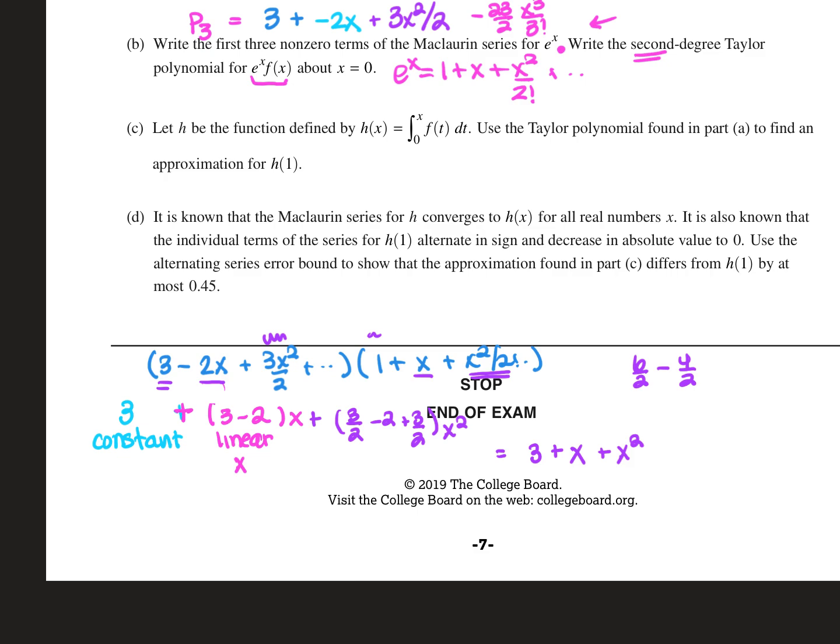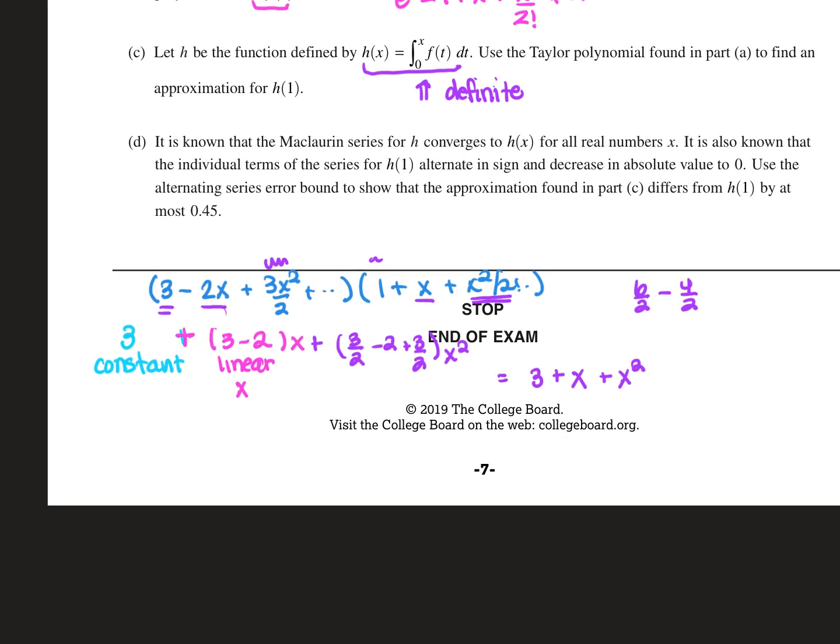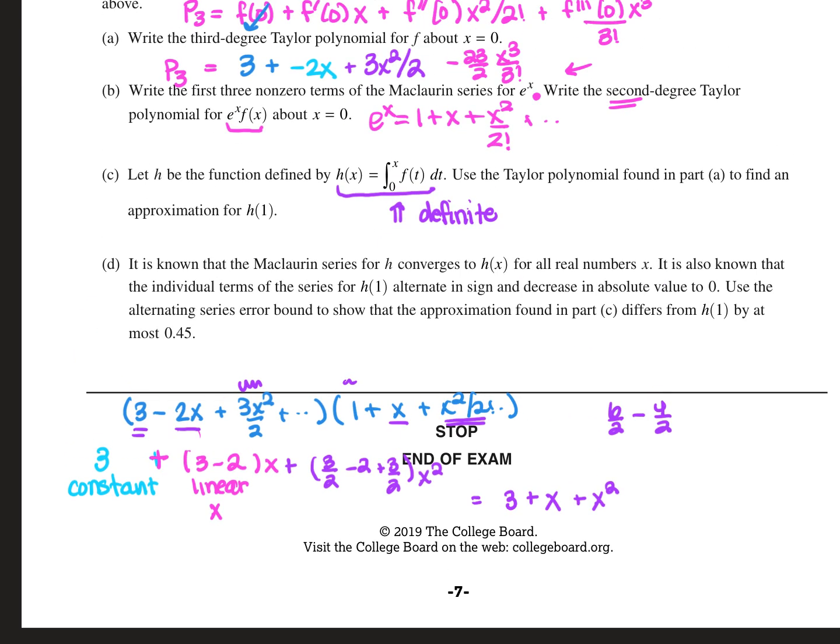Part C says, let h be a function defined by this. Use the Taylor polynomial found in part A to find an approximation for h of 1. So all we're going to have to do is integrate the polynomial that we had in part A. Notice this is a definite integral, so we don't need a plus C. Okay, so let me grab a new page.